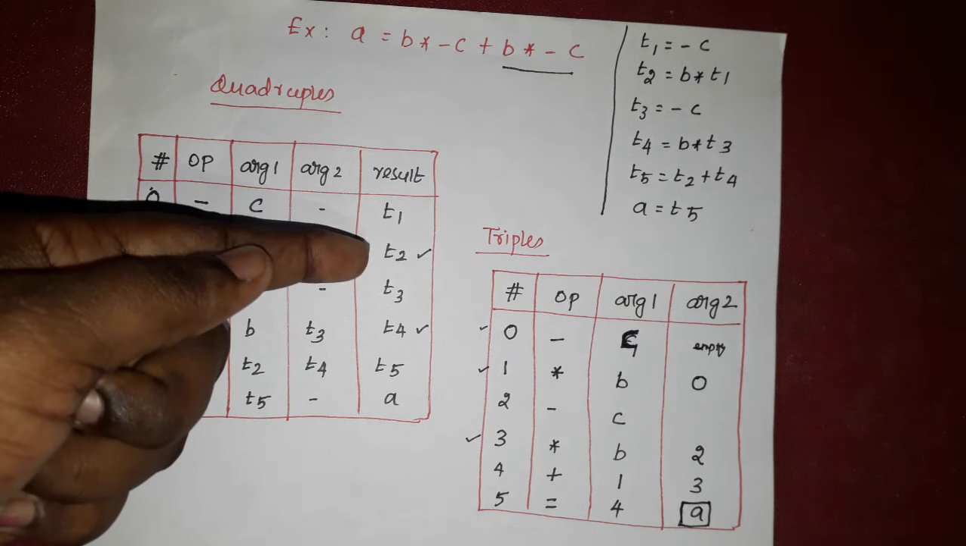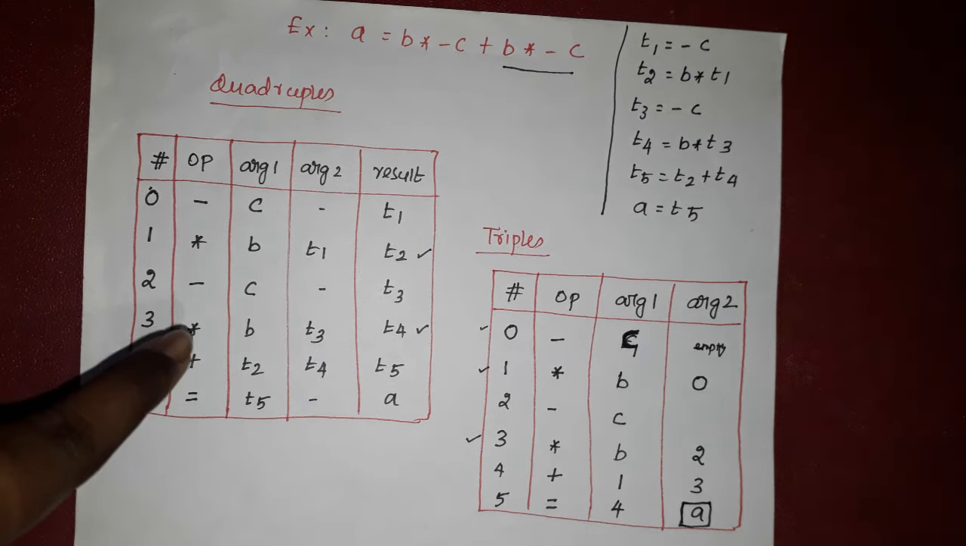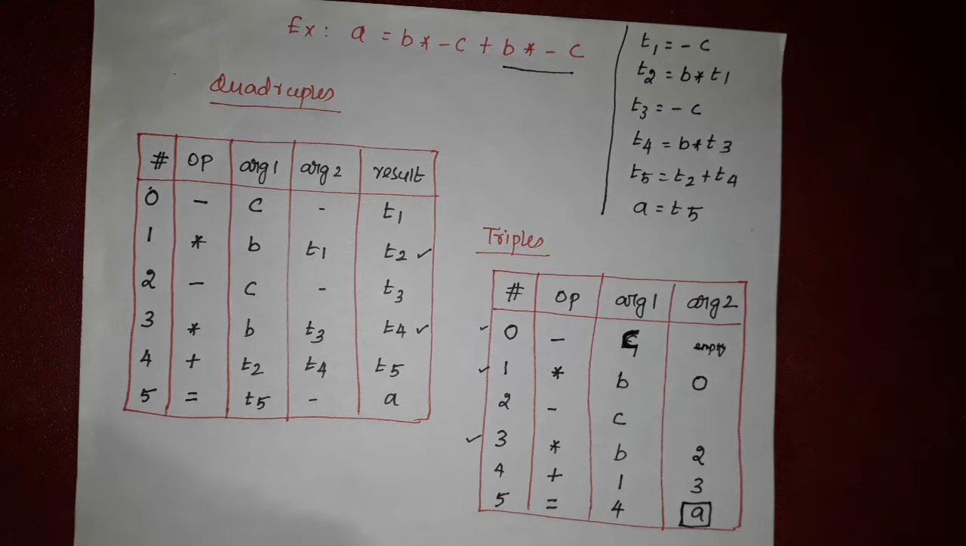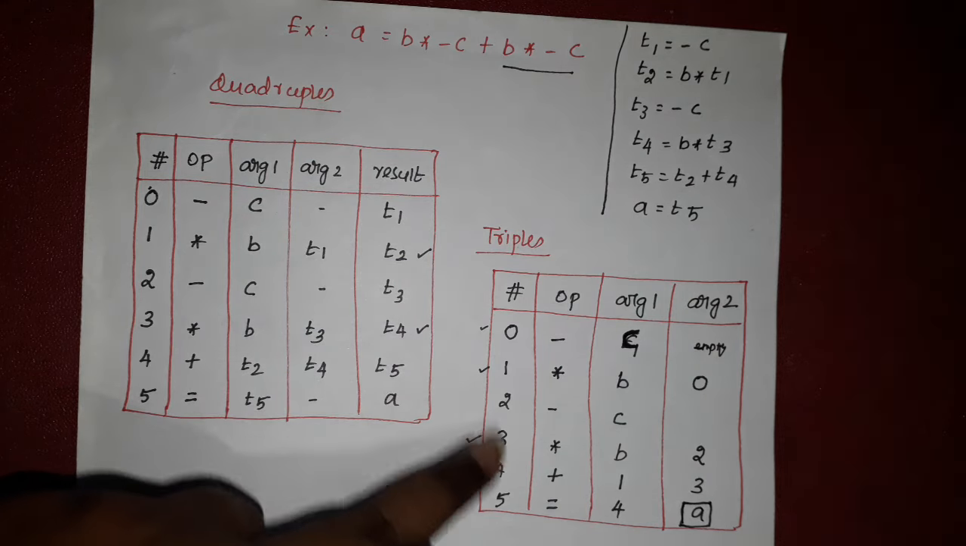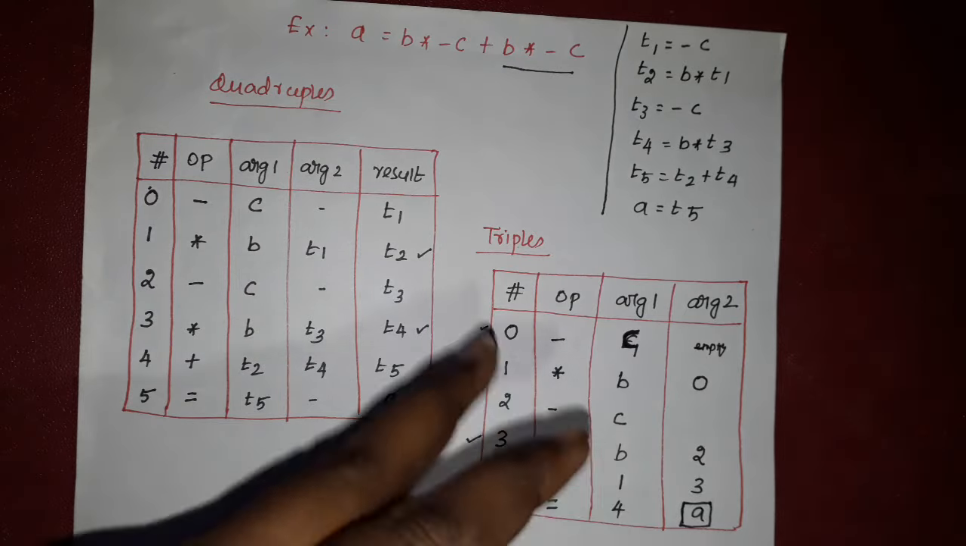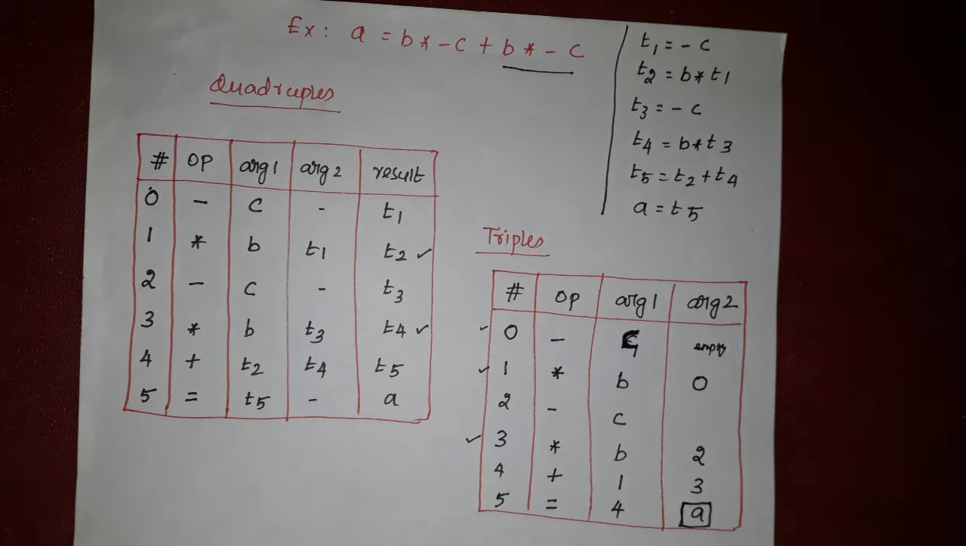In quadruple we use temporary variables for calculating the three address code. But in triple there is no column for result. So the expression evaluation results are by default stored in the index value. By using this index value we are evaluating the expressions using the triple. Next we will see what is indirect triple. Indirect triple is a triple with pointers to the particular triple value.